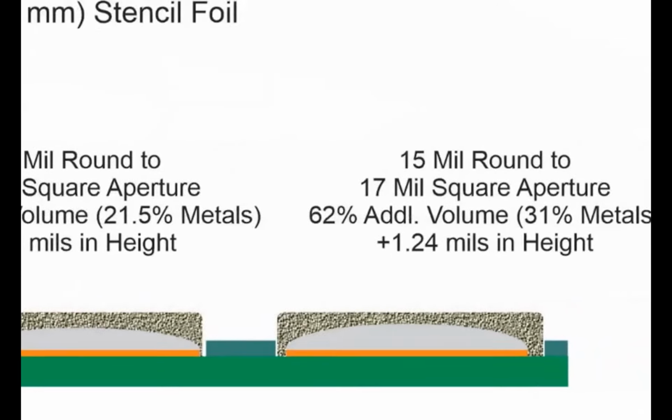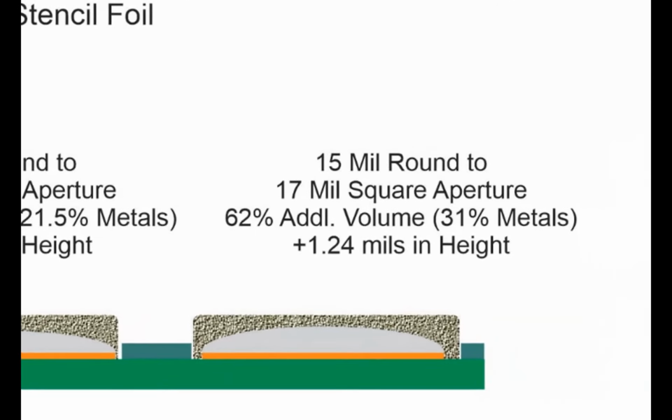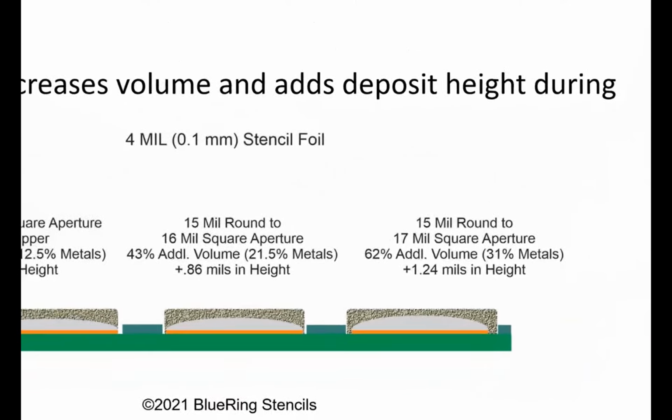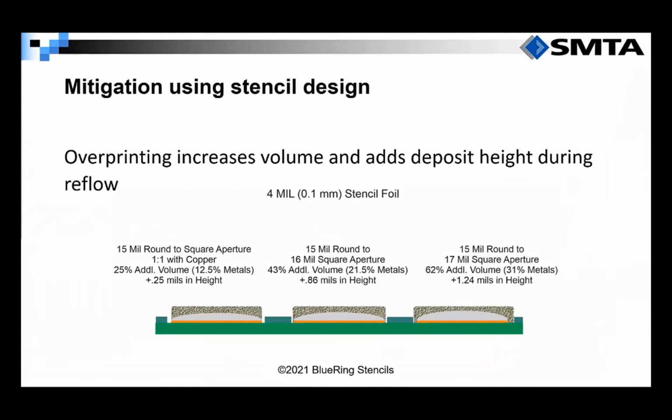And if we increase the aperture size from a 15 mil square to a 17 mil square, only 1 mil larger per side, or 2 mils in the X and the Y, we get 62% more solder volume and an additional 1.24 mils in reflowed solder height. That's a 31% increase in solder height after reflow. And as paste is transitioning to liquid during reflow, I believe that the pullback height is even more, which helps maintain contact with the BGA sphere during reflow, preventing the head and pillow defect.